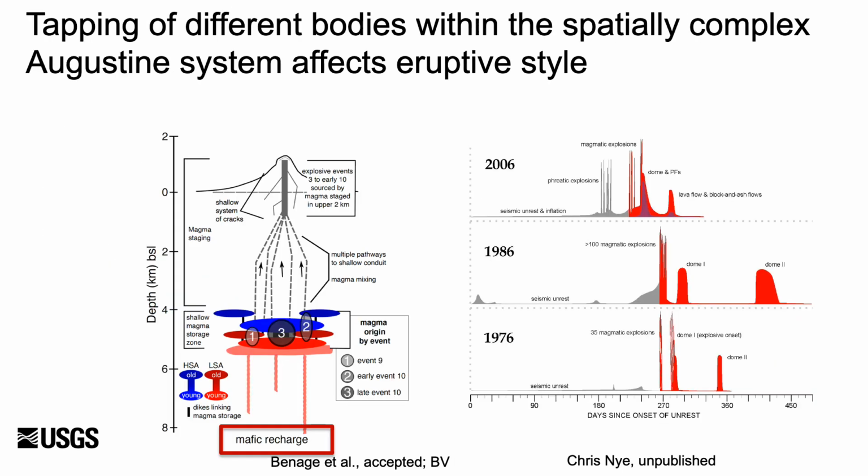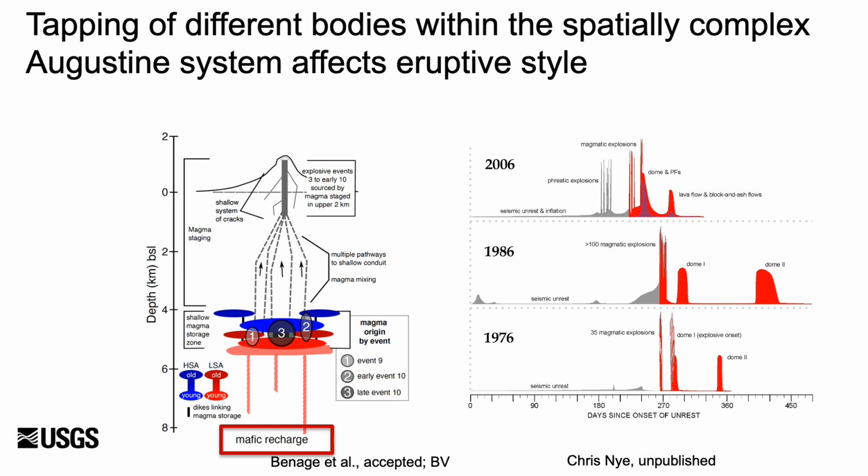This transition is visualized in this schematic cartoon on the left, where the three shows interconnection of larger bodies of low silica andesite and high silica andesite during late Event 10. Prior explosions were fed by smaller bodies or dikes within the shallow system.